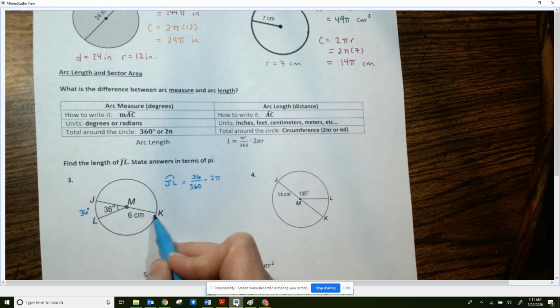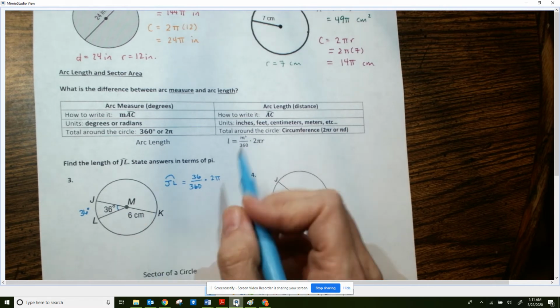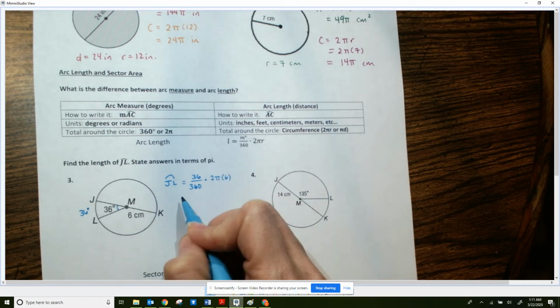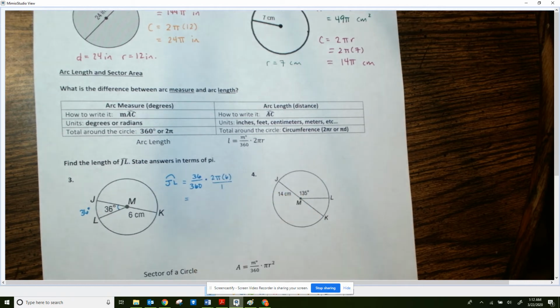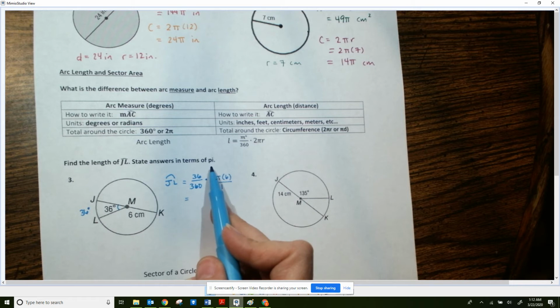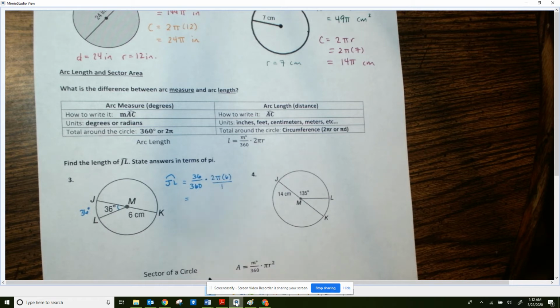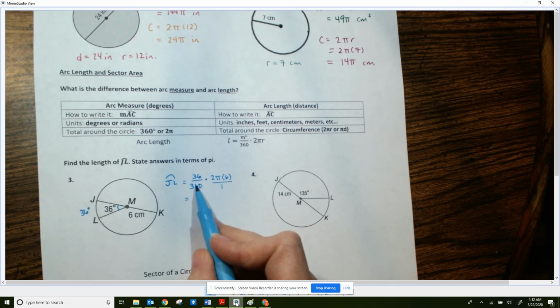Now we're given r is 6 centimeters, so 2 times pi times 6. So really, now we need to just simplify this fraction. We are again going to leave it in terms of pi. We're also going to leave it as a fraction, no decimals. So first off, 36 over 360, that's pretty easy to simplify.